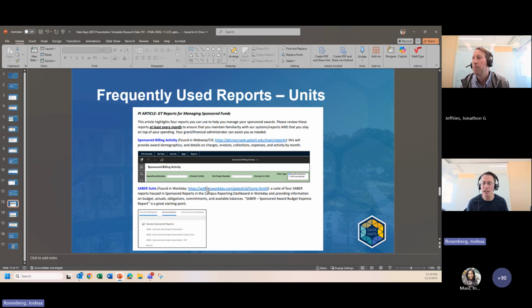So for managing sponsored funds, there are lots of different tools that we have available for campus. You can see the first one, sponsored billing activity. You can get to that through GT Crossroads. As you can see here, information is provided on demographics of the award, and then details on charges, invoices we've sent out, cash collections, expenses, and activity by month.